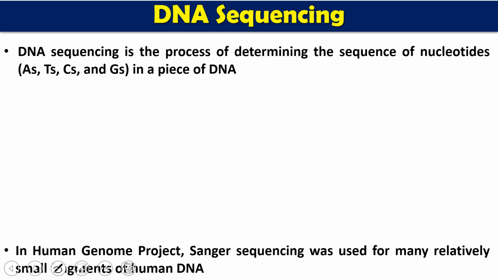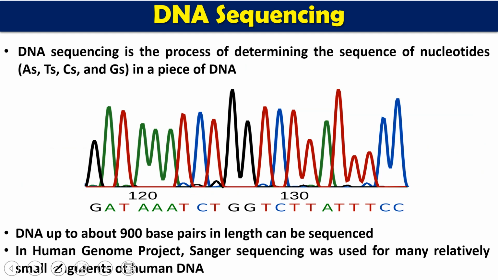I have already told you DNA sequencing is the process for the determination of the sequence of nucleotides, that is adenine, thymine, cytosine, guanine, in a piece of DNA. Like you can see, this is one fragment of DNA which is composed of different nucleotides. So we are just going to evaluate the arrangement of these nucleotides in the DNA sequence by this methodology. In Sanger's method, most of the steps are done manually, so we cannot do it for a larger piece of DNA fragment. The maximum length of DNA that can be sequenced is about 900 base pairs.